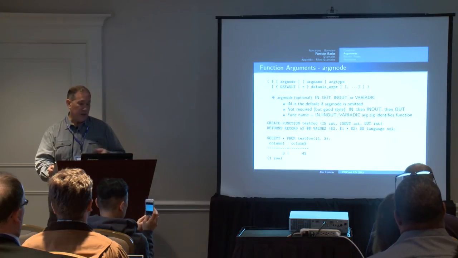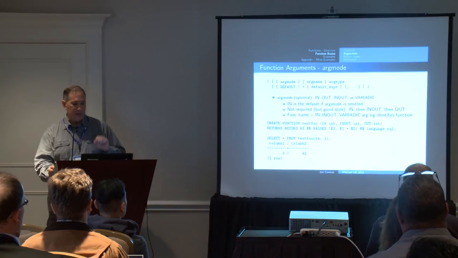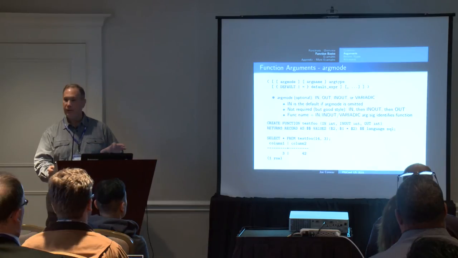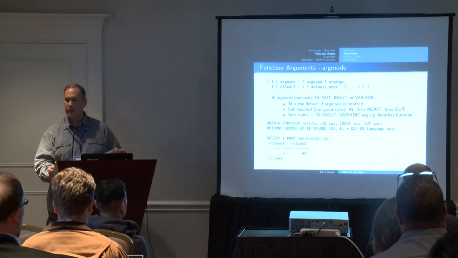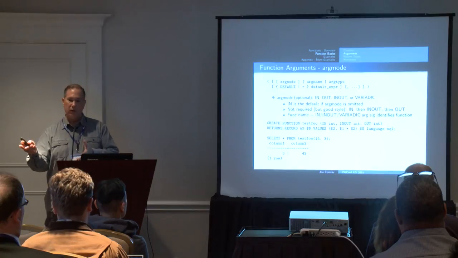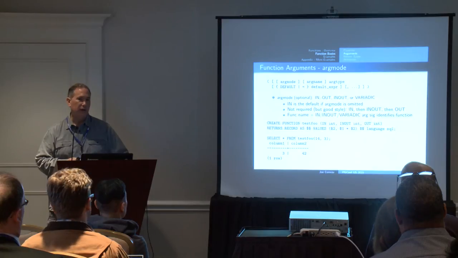As I just mentioned a minute ago, the function name plus the data types of all of the input arguments are what identify a function to Postgres. So when you call a function, those elements are what gets used to look up in the catalog and figure out precisely which function it is you're calling.